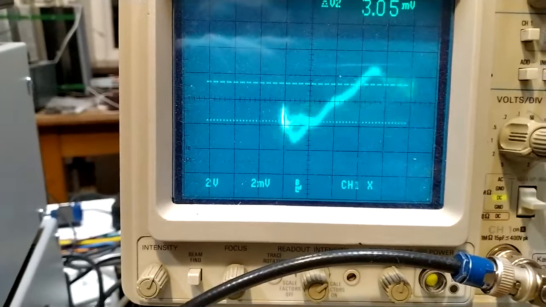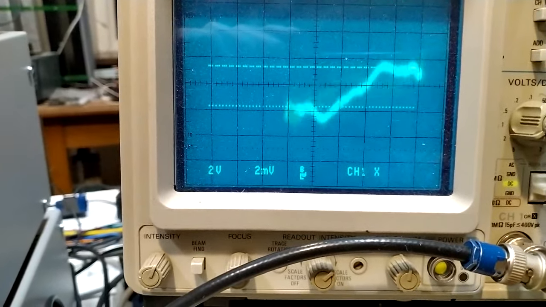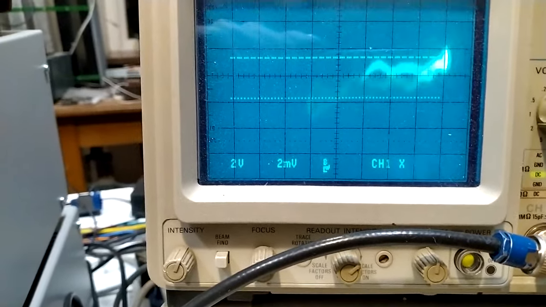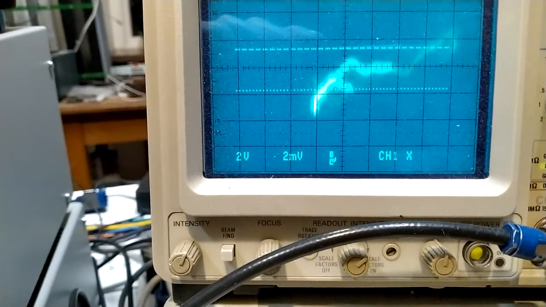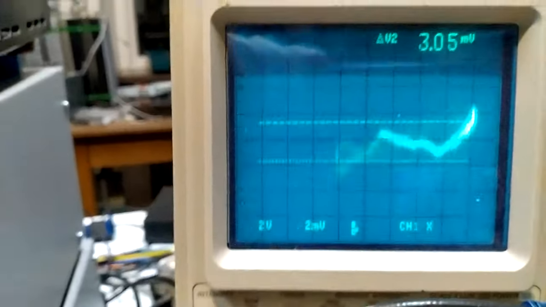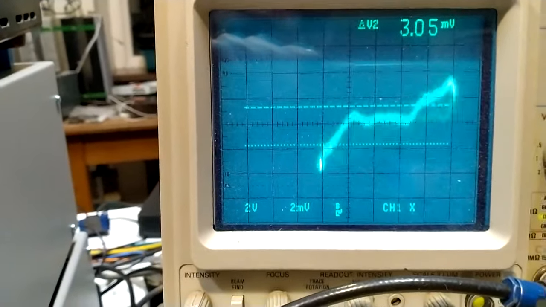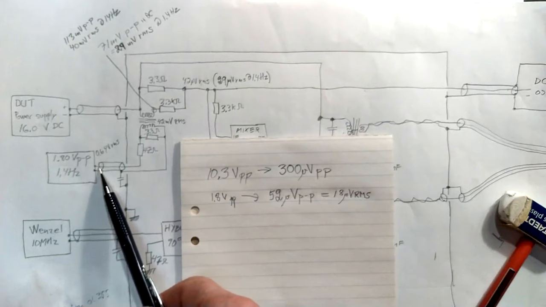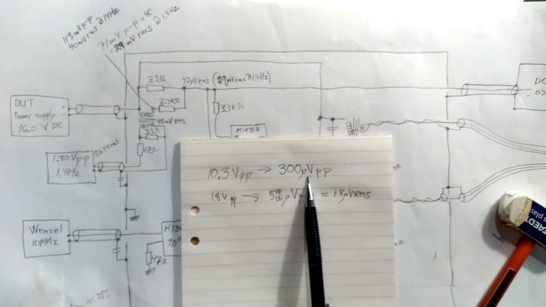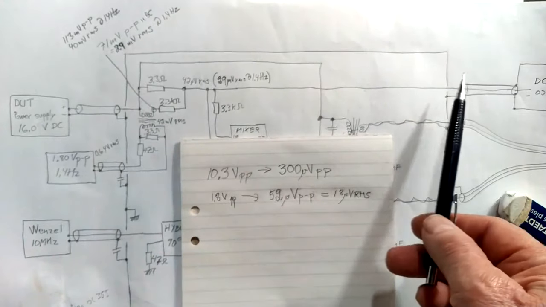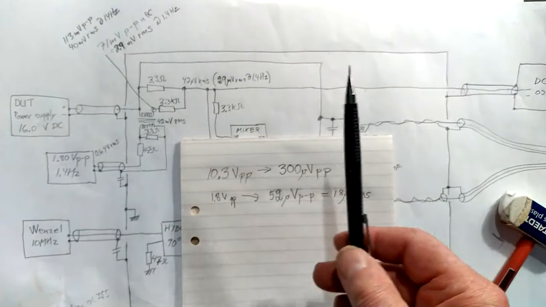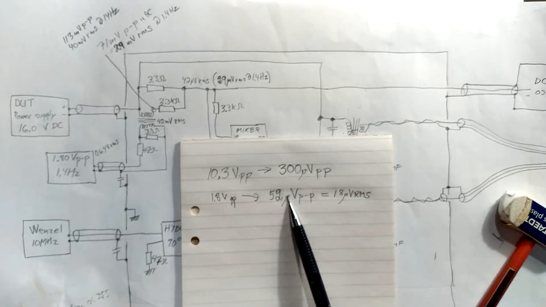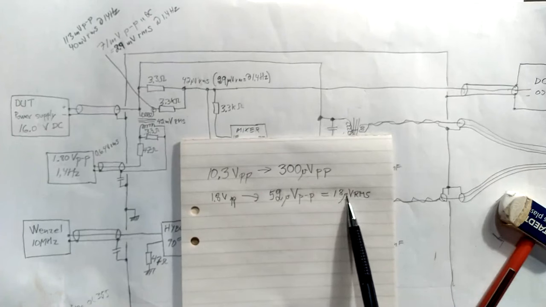It's much easier to see in XY mode. So I have the sine wave from the oscillator on X, and then I have the other signal, the one of interest, on Y, and I still get approximately 3 millivolts. 10.3 volts peak to peak here gives me 300 microvolts peak to peak here. I was measuring at the output here. That means that 1.8 volts should give me 52 volts peak to peak, and that's 18 microvolts RMS.